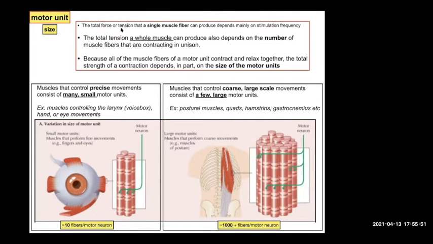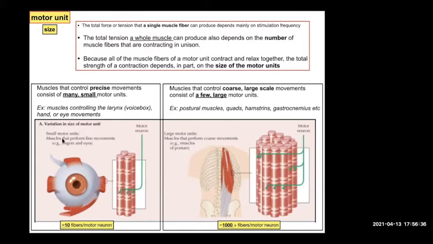So the total tension the entire muscle is going to be able to produce, that is, create a force, pull something, is going to depend on the number of muscle fibers that are contracting in units, right? And so if we had a large motor unit, you're going to get a stronger contraction than if you had a smaller motor unit, right? This brings us into the significance of a particular size of a motor unit, because all these muscle fibers of the motor unit are contracting and relaxing together. You're going to have that total strength of a contraction depending on the size of the motor units.